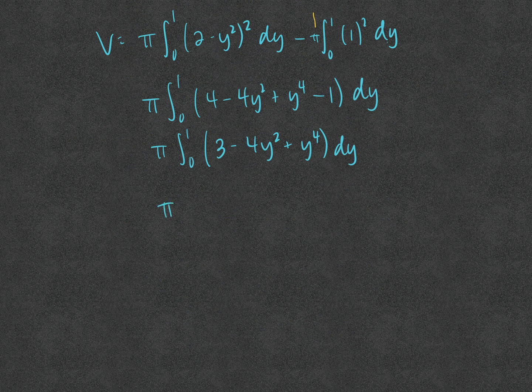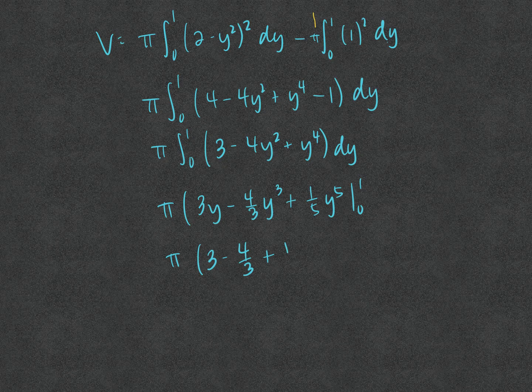Now when I integrate, we get 3y minus 4/3 y to the third plus 1/5 y to the fifth from 0 to 1. So we have 3 minus 4/3 plus 1/5. When I plug in 0, I get all zeros. So we get 28 over 15 times pi.